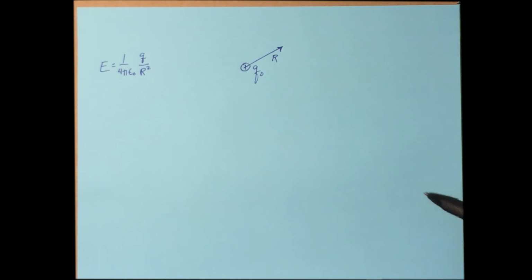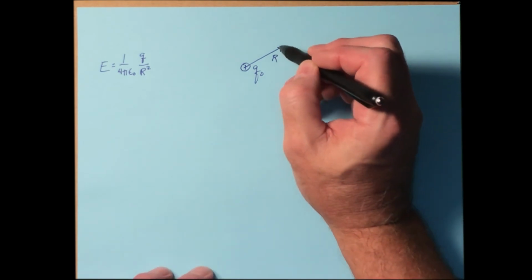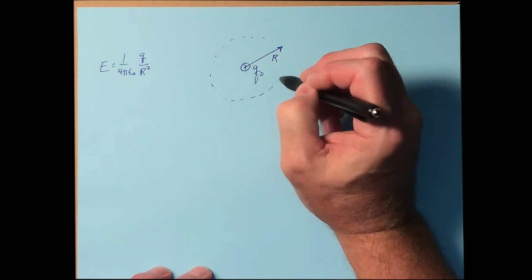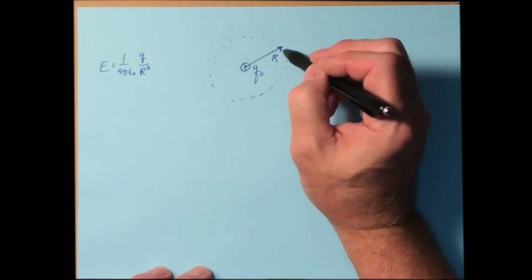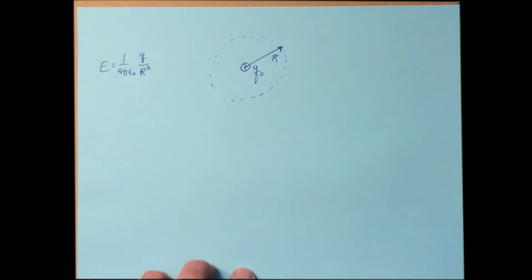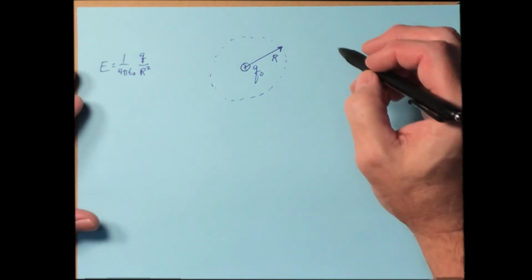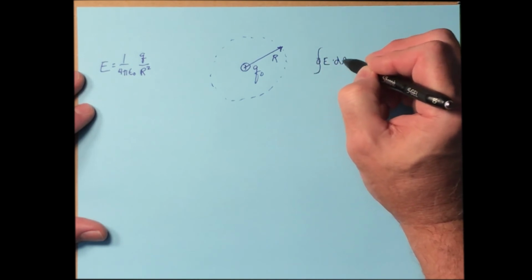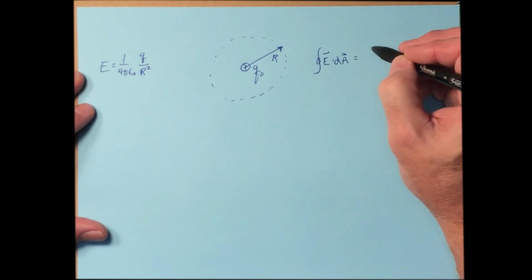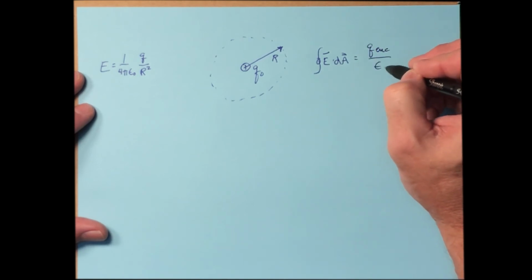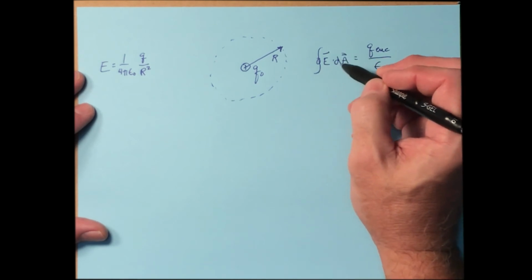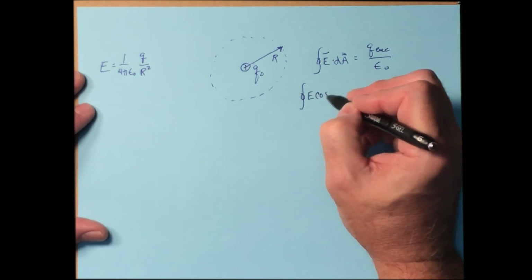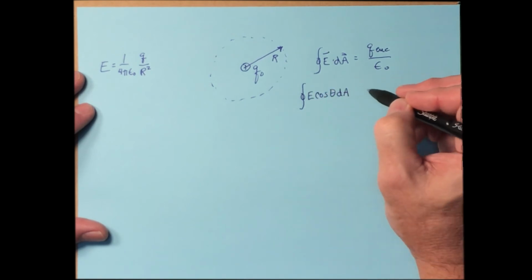But it's obvious in this case, hopefully, that a nice sphere surrounding our charge, with radius R, is a good choice for a Gaussian surface. Now, why? Well, consider Gauss's law here. Closed integral E dot dA equals Q enclosed over epsilon naught. When we break this dot product up, it becomes E cosine theta dA.